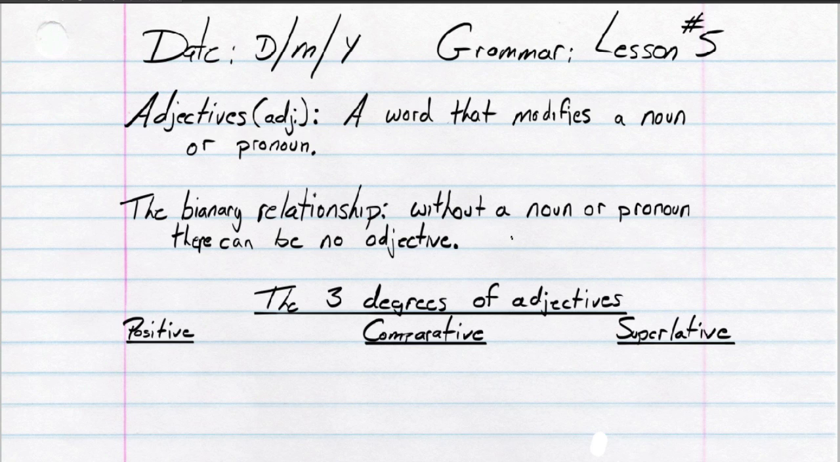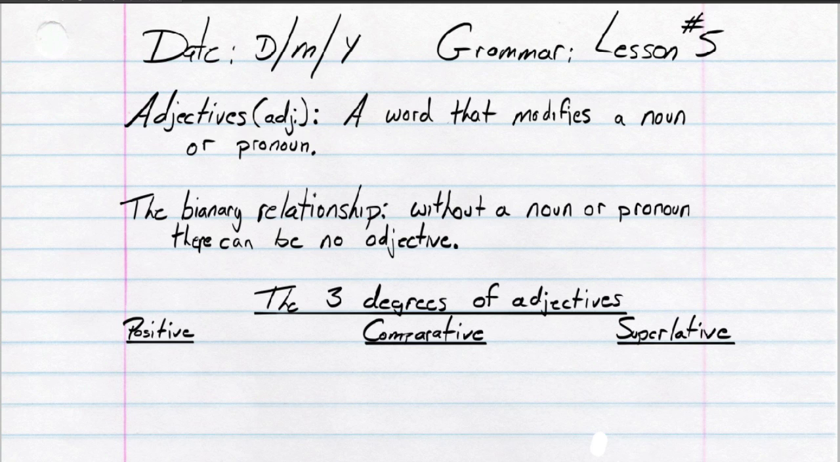The noun in this case would be the planet, or the pronoun would be the planet, and the adjective would be the moon. So without the planet, there can be no moon, or without a noun or pronoun, there can be no adjective. Okay, it doesn't work the other way around though. There can be a noun and no adjective, just the same as a planet can exist without having a moon. Go ahead and skip a line there.